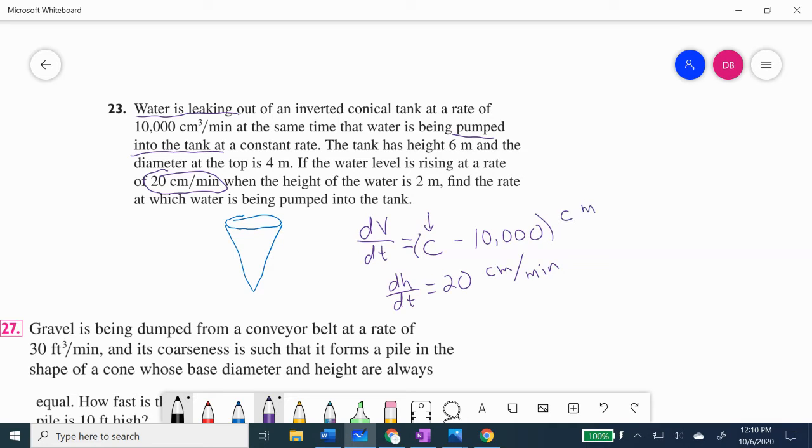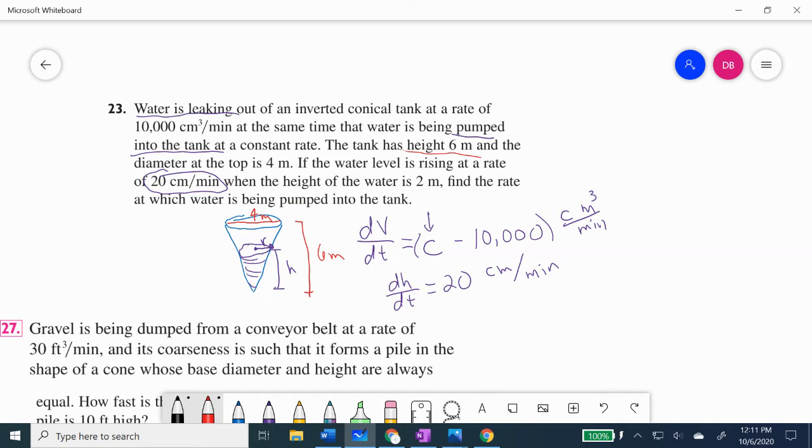And this one was cubic centimeters per minute. And there's our water, height, and a radius. Okay, now we are told that the diameter of this tank is 4 meters. The height of the tank is 6 meters.